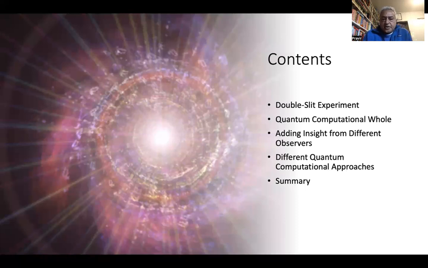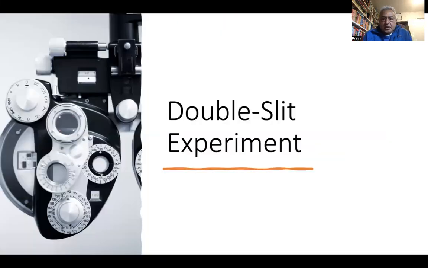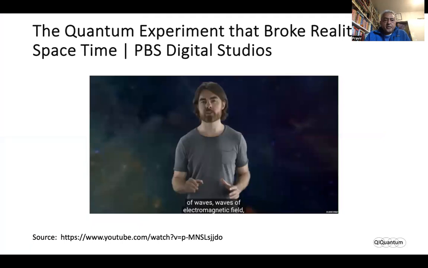The structure of this session is the following. We're going to first examine the double-slit experiment. This will lead to a discussion of the quantum computational whole. We'll further add insight from different observers within the double-slit world, and this will yield to consideration of different quantum computational approaches. And I'll end with a brief summary of key points in the session. So let's look at the double-slit experiment.